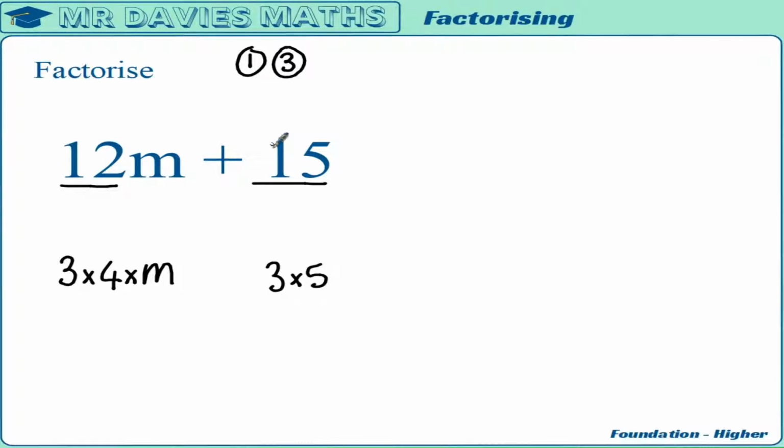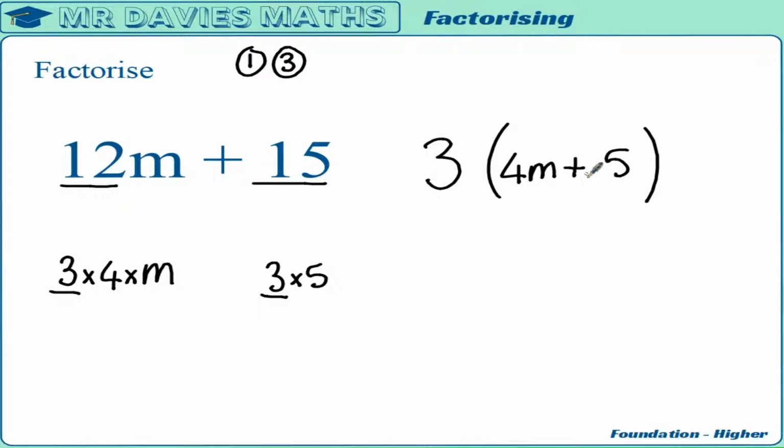Now, the way we display our answer is we're going to group our factors on the outside of a bracket. So as you can see, they both have a common factor of 3, so that can sit on the outside of the bracket. And everything else that's not a common factor will now sit on the inside of the bracket. So you've got a 4 and an m, so I'm going to put 4m here, and I've got a 5 over here. Because this is a positive, I'm also going to place the positive in there. We have now factorised our expression.